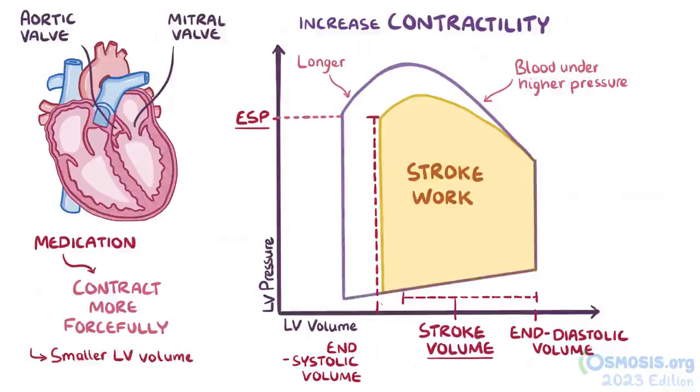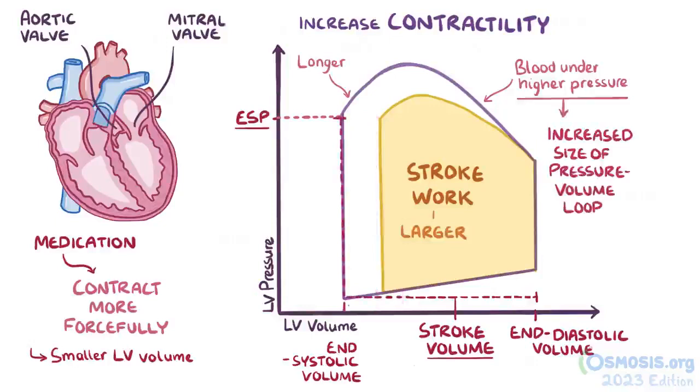So in this situation of increased contractility, there's now a big increase in stroke volume, so there's a larger stroke work. And even though the end systolic pressure is unchanged, because the blood is under higher pressure, it means that the size of the pressure volume loop is bigger.